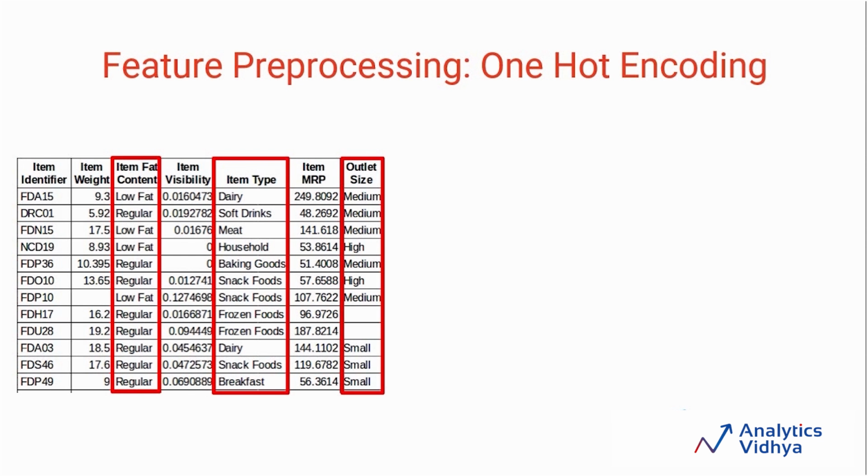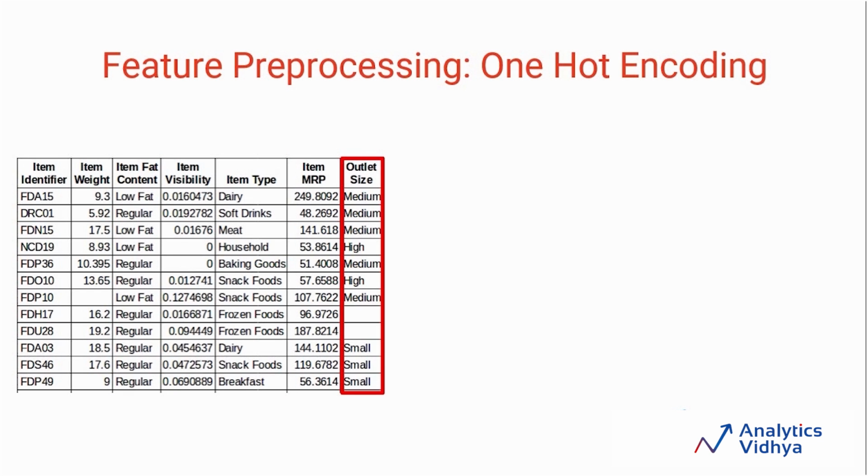Remember this dataset? It's from the Big Mart sales problem. We have 3 categorical variables highlighted in red here. Note that most machine learning models cannot deal with categorical variables, especially in Python when we use scikit-learn. So we need to convert these categorical variables into numeric values. Let's pick the outlet size for now.